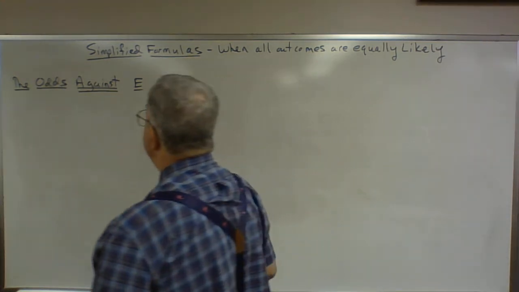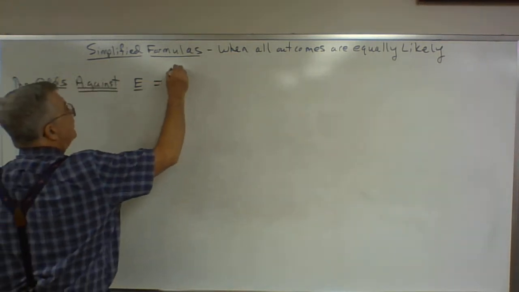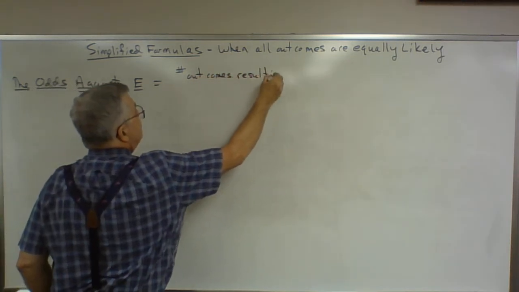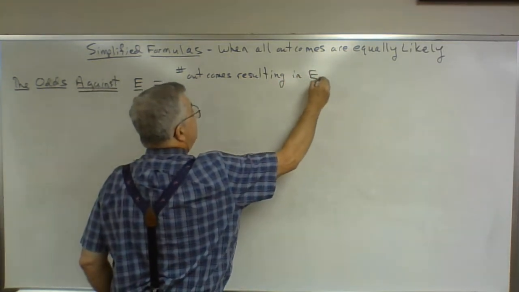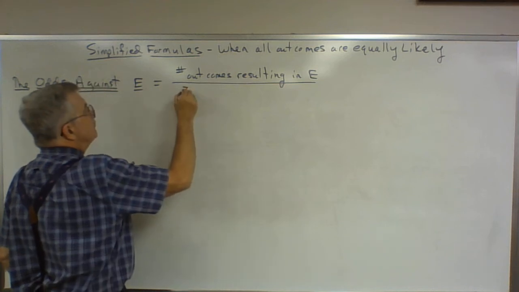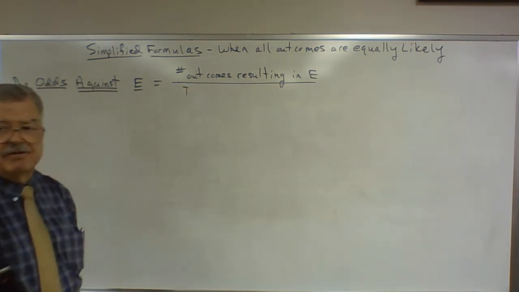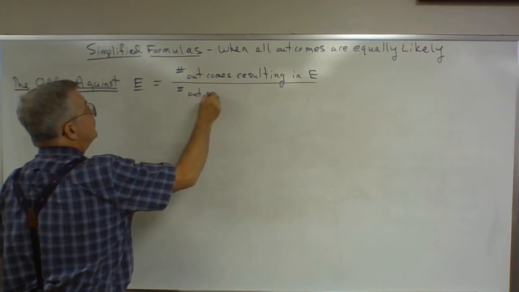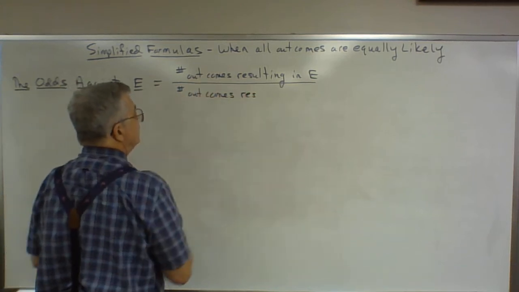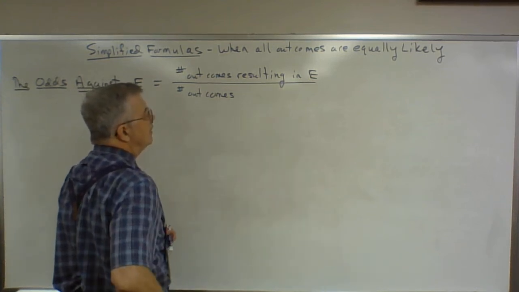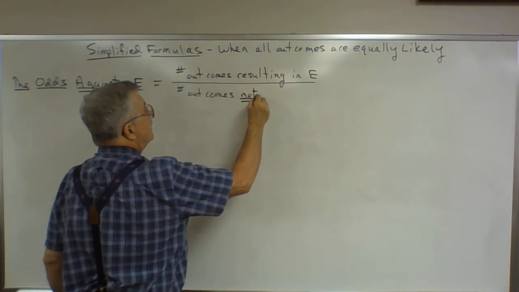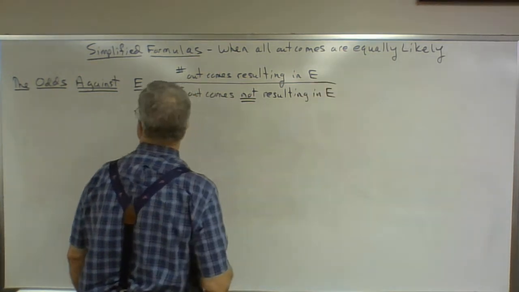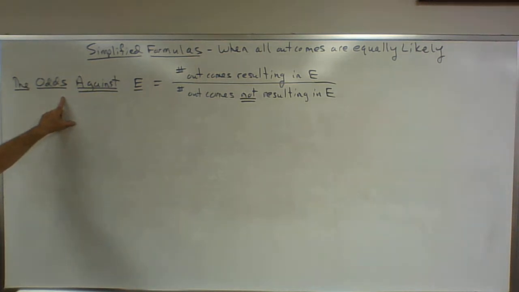And here are the formulas. Odds against E. Number of outcomes resulting in E over, whoops, I was about to do something wrong, forgive me, over number of outcomes not resulting in E. That's the odds against an event E happening.